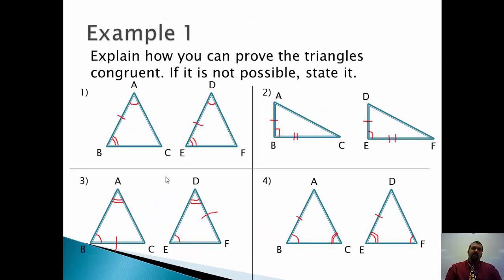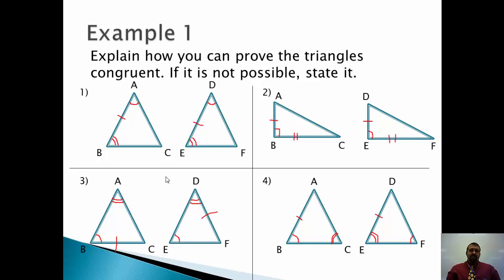theorem. So, now that we have a whole bunch of different ways to say triangles are congruent, I give you 4 examples. How do we know any of these triangles are congruent? State how you know, or explain how you know. And if it's not possible, state it. Do your best now.